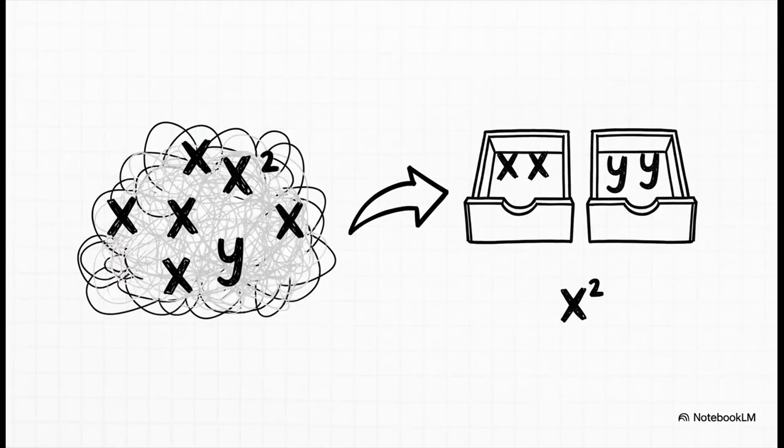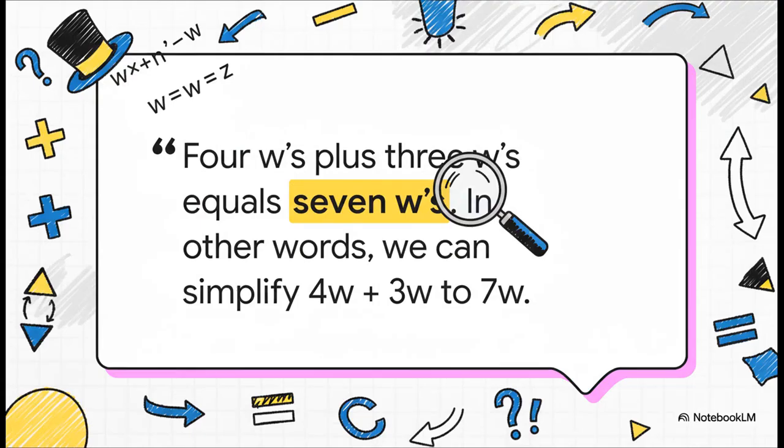I like to think of it like tidying up your room, right? You put all your socks in one drawer, all your shirts in another. You group like things together. Well, that's exactly what we do in algebra. We group similar terms together, and this whole process is called combining like terms. It's what takes a big, messy problem and makes it totally manageable. Here, check out this super simple example. If you have 4W and you add 3W, well, how many W's do you have?